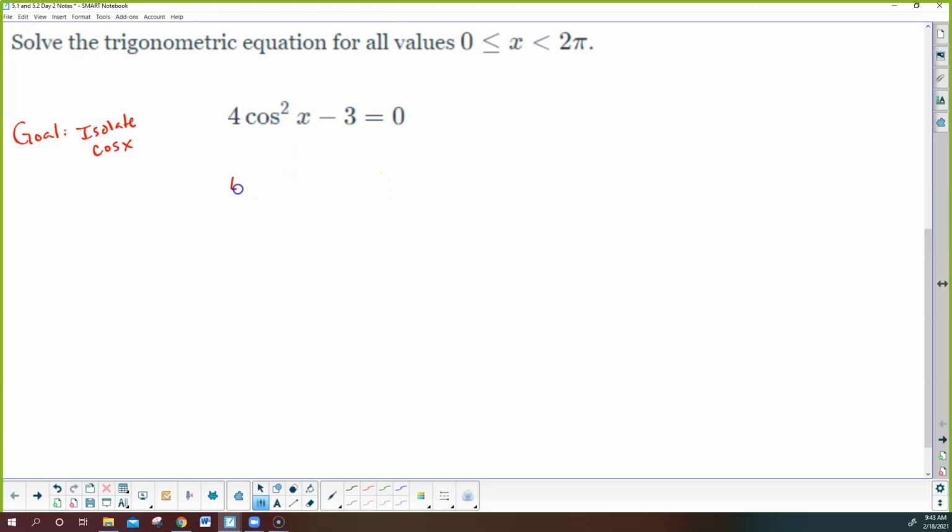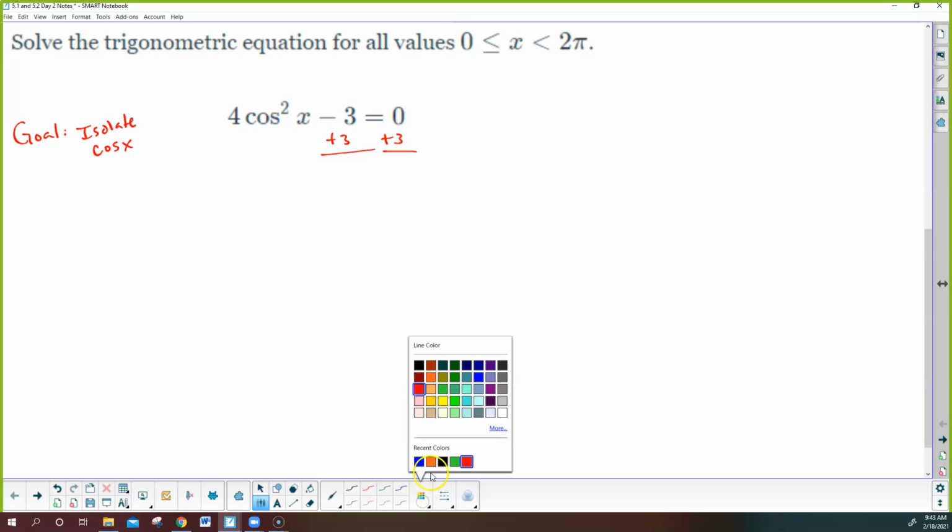Now, some students like to think of this as solving the exact same problem. Instead of thinking of this as cosine squared of x, think of this as just an x, and our goal is to get x by itself. So what do we do? We add 3, divide by 4, and then you take the square root. And that's the same thing we're going to be doing right here. Now, you don't have to show these algebraic steps, but I'm going to because I think it's just good practice.